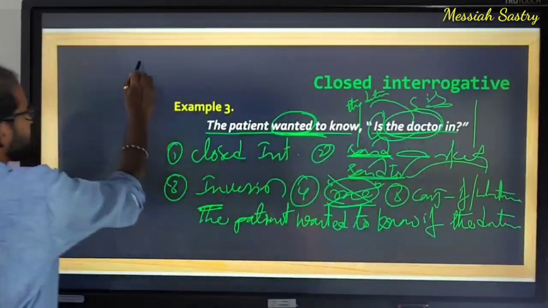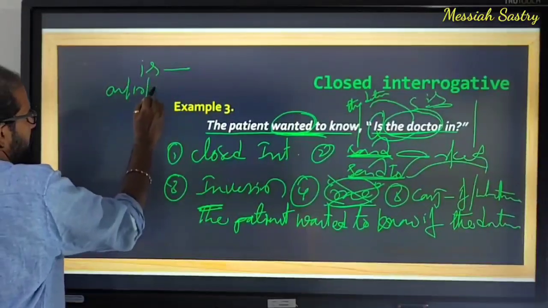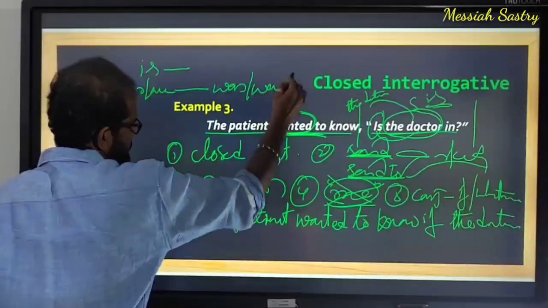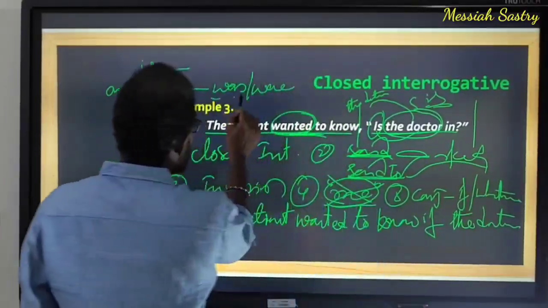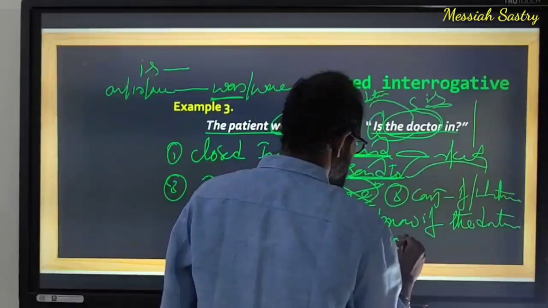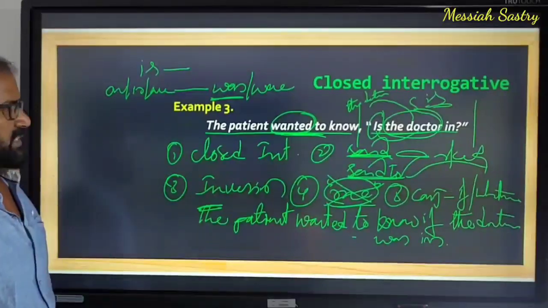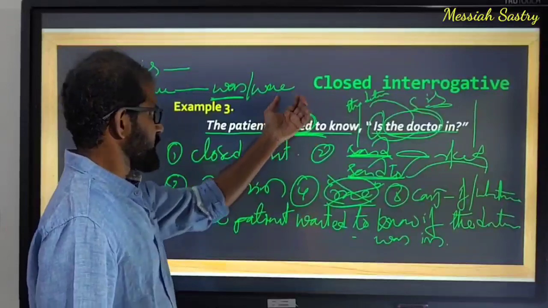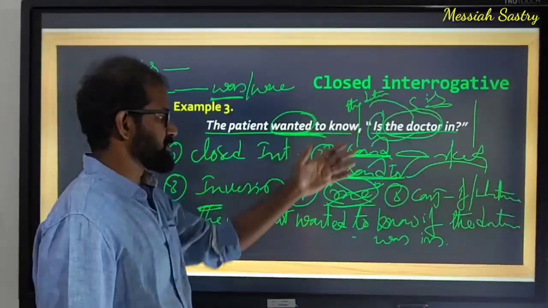is, am, is, are change to was or were. Now the doctor is singular, so we use was. If the doctor was in, full stop. This is how we change closed interrogative direct sentences into indirect. So direct speech to indirect speech.